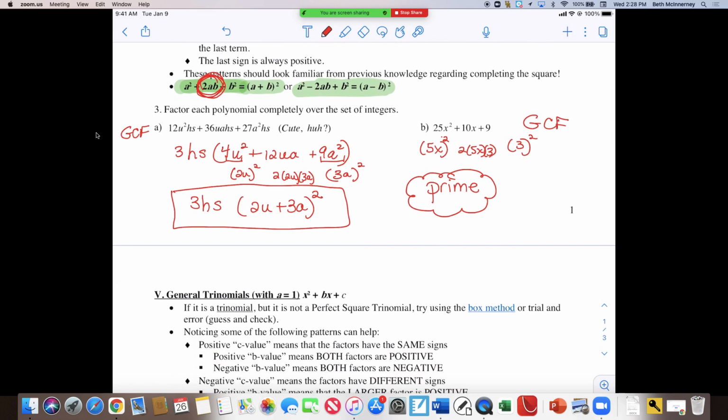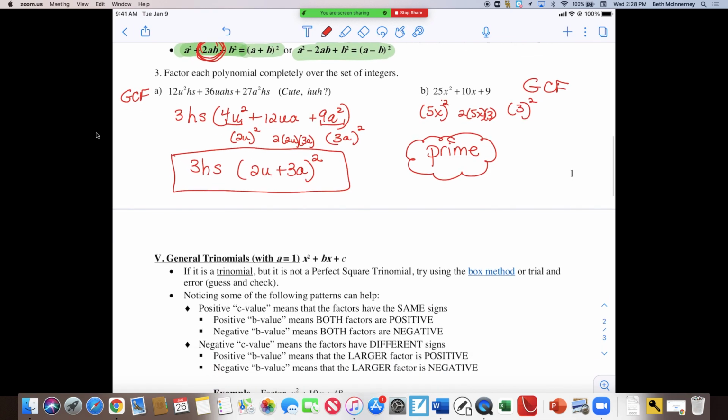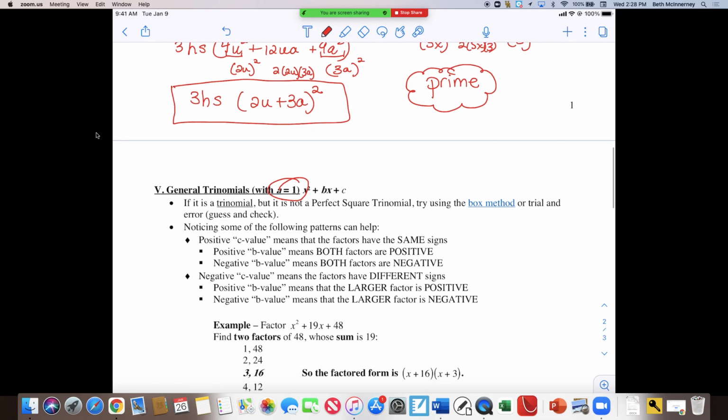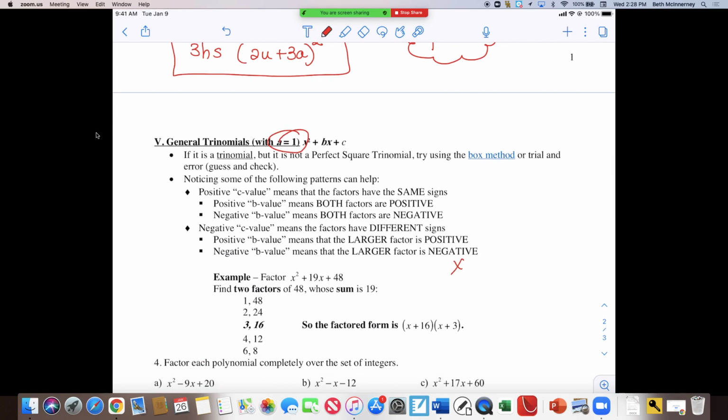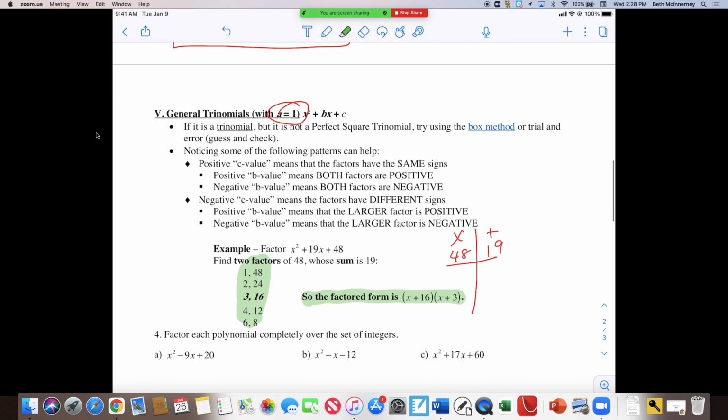All right, Roman numeral 5. We've done this one quite a bit this year, so hopefully this one will be easy for us. If you have x squared plus bx plus c and a is 1, remember this? If I have x squared plus 19x plus 48, I'm looking for two numbers that multiply to 48 and add up to 19. So what I want you to notice is you can make an organized list and find the magic pair. And then once you find it, you just pop it in, x plus 16, x plus 3.